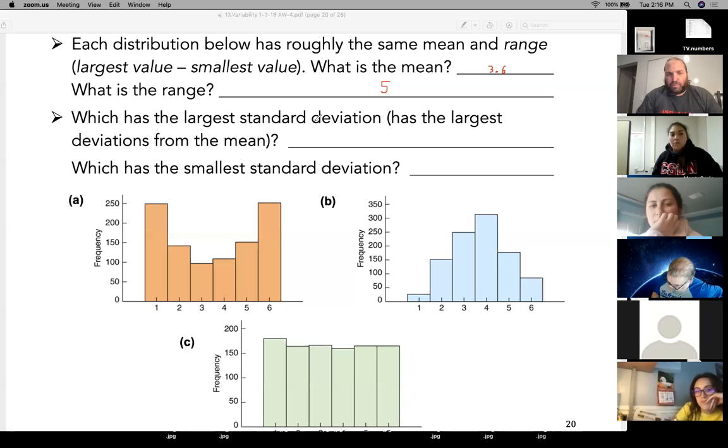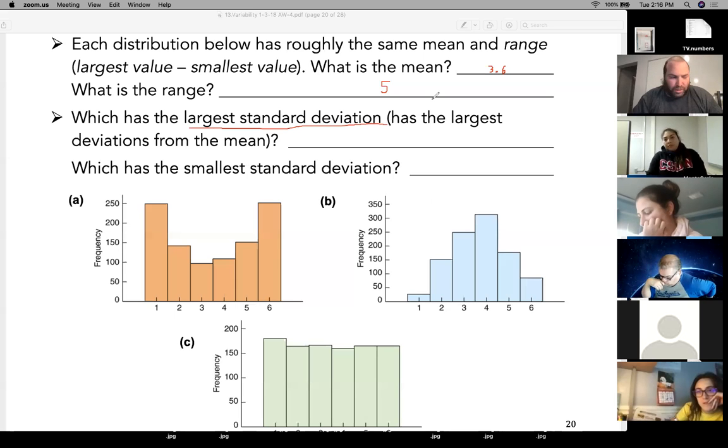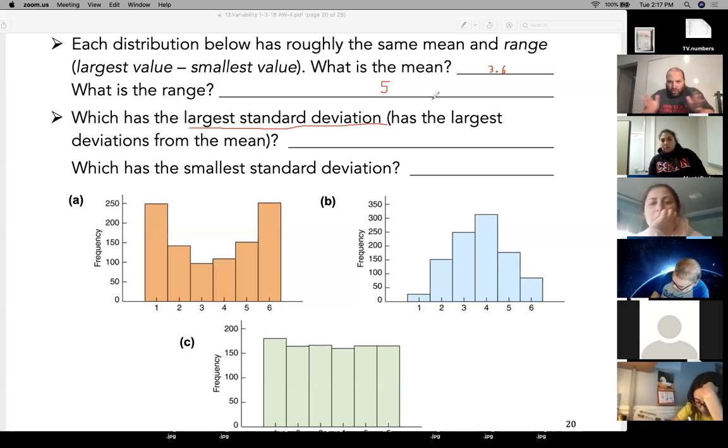The question is, which one has the largest standard deviation? Now remember what a standard deviation measures. It gives you a measure of how far the data points are from the mean. If the data points are all close to the mean, the deviation is going to be small. If the data points are far from the mean, the deviation is going to be large. So based upon these three graphs, which one do you think has the largest standard deviation?